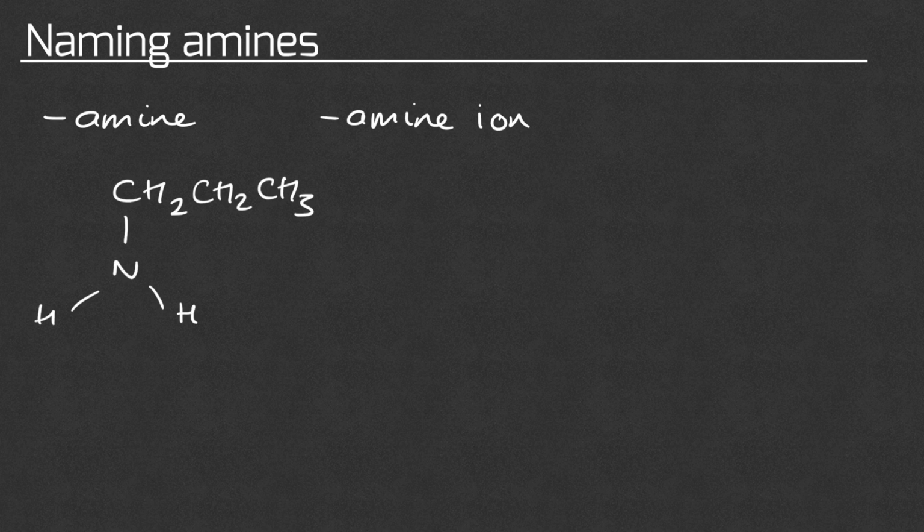To name an amine, you need to identify the different alkyl, so carbon-based groups, attached to the nitrogen. In this case, we have one alkyl group attached to the nitrogen, and it contains 3 carbons, so it's a propyl group. Therefore, we would call this propyl, and the suffix is amine, so its name would be propyl amine.